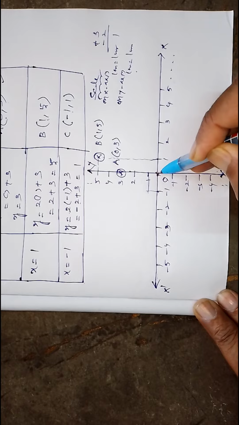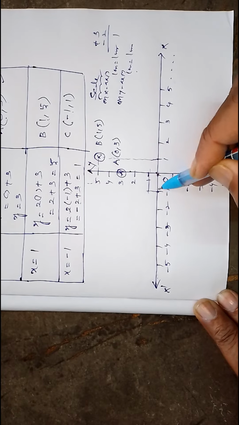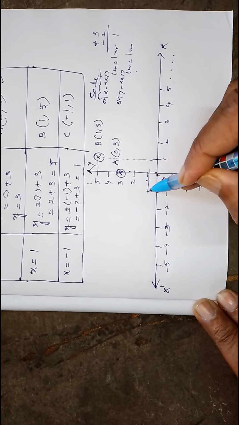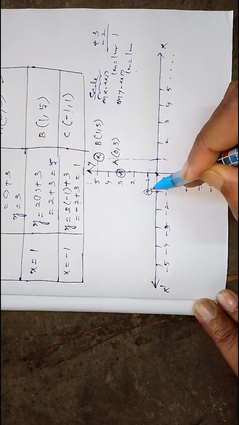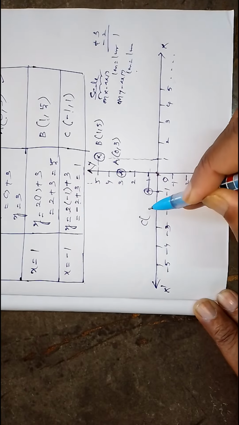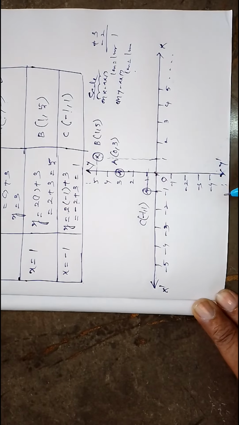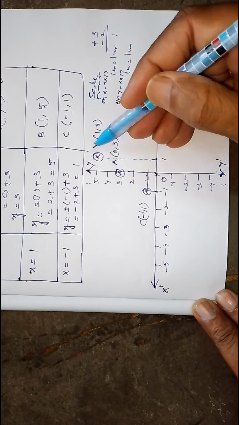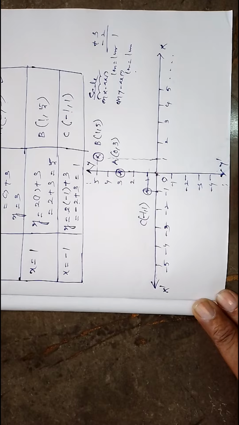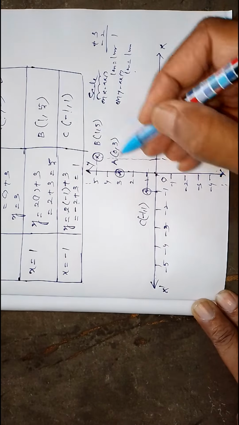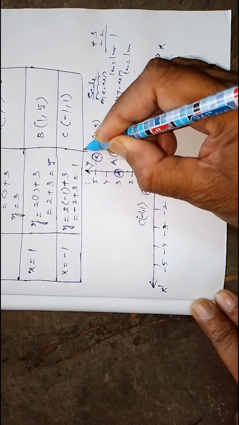Okay, this is the point with x value -1 and y value -1. From here onwards I have to move vertically 1 unit. Then this point will become C, which is the point (-1, 1). So these are the 3 points. After plotting all these points on a graph sheet, then join them by a straight line.